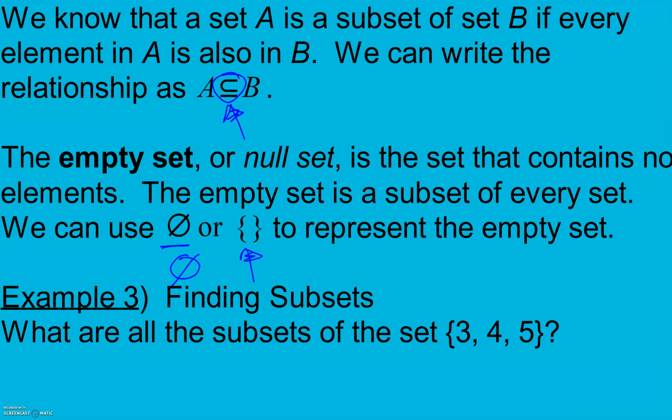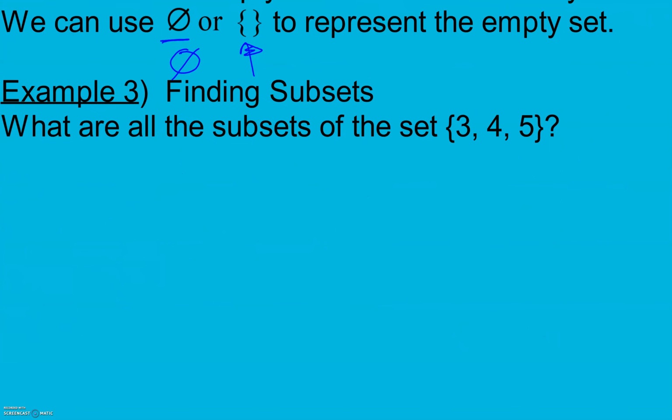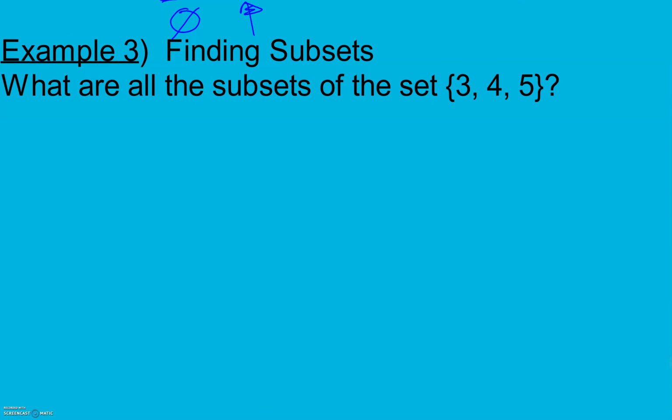The empty set, we can use one of two symbols to represent. We can either use our no solution symbol, null set, or we can just use empty brackets showing, hey, there's nothing in this set. So here we want to know what are all the subsets of 3, 4, 5 as our set. So here's a quick way to know how many subsets we're going to need. We take 2, count how many elements are in our set. Here I have 3. So I take 2 to the third power and I get 8. I'm going to have 8 subsets.